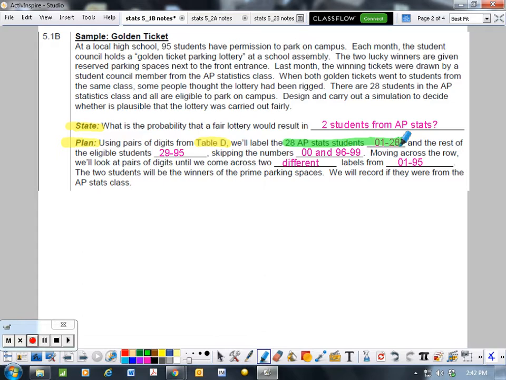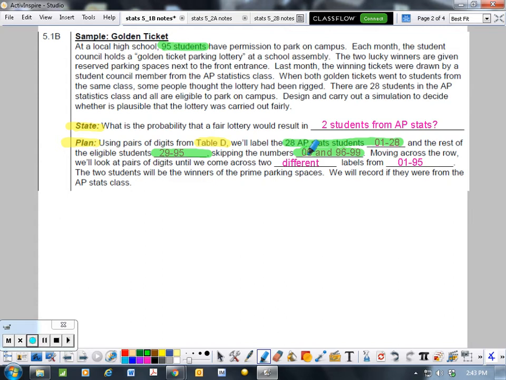Now the rest of the numbers, 29 through 95, are going to be students who are eligible to park on campus, but are not in that stats class. How do I know up to 95? Well, it says up here, 95 students have permission to park on campus. We are going to skip, though, the numbers 0, 0, and 96 through 99. And so we're describing how we're going to do this thoroughly so someone else could do it and get the exact same results.